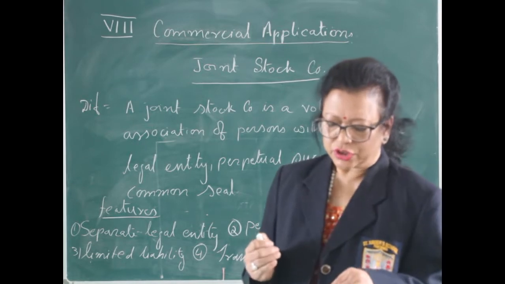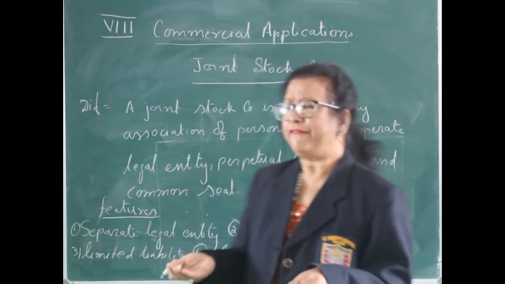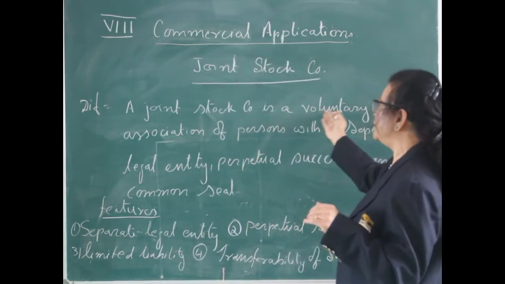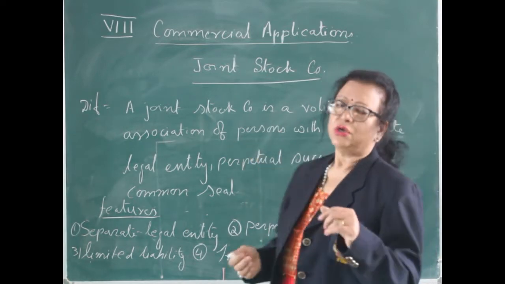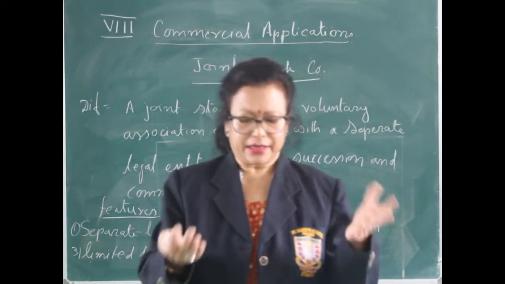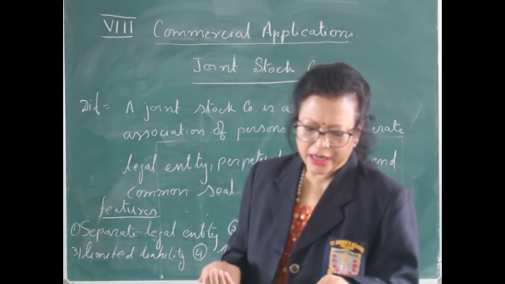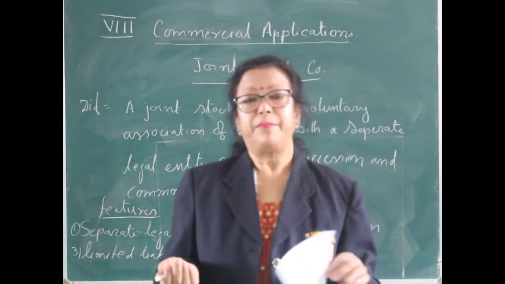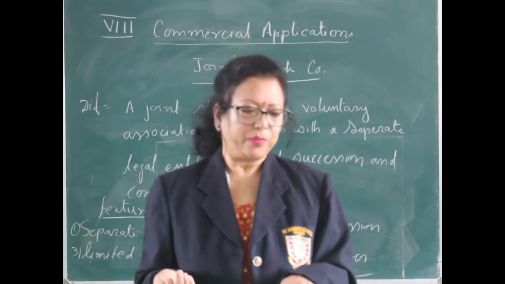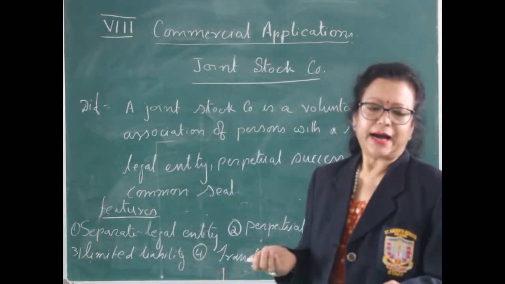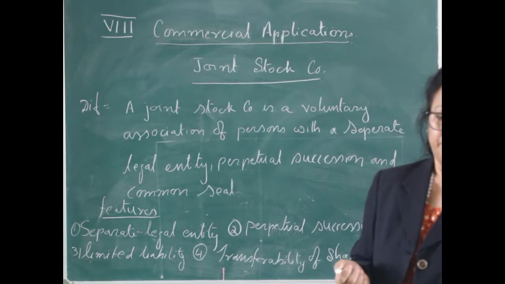Now, voluntary association. As the definition says, a joint stock company is a voluntary association of persons. Anyone who is willing can come and join the business. A member of a company can join and leave the company at any time. Okay? Now, the next one is artificial legal person.